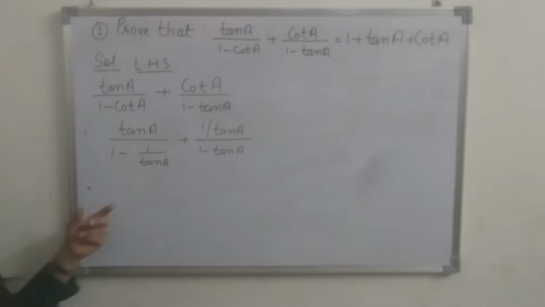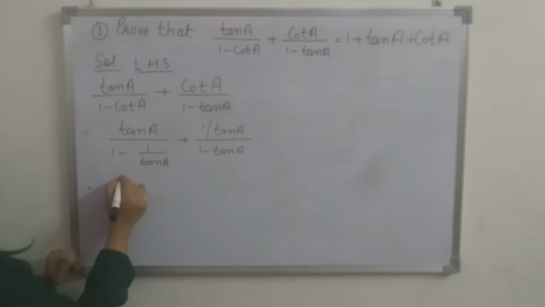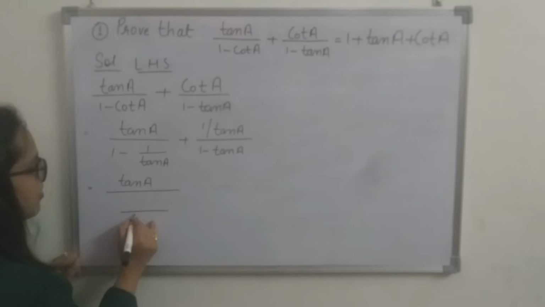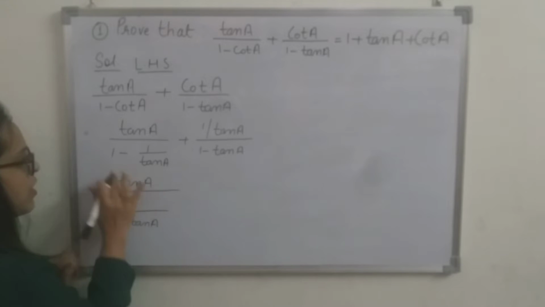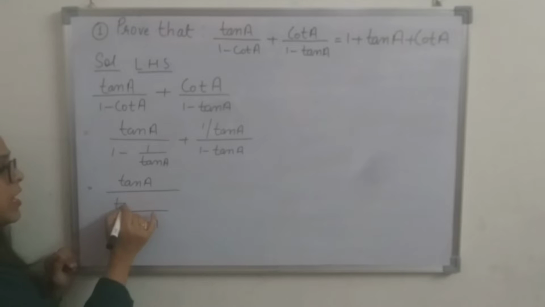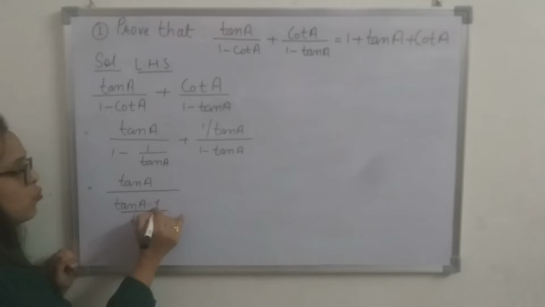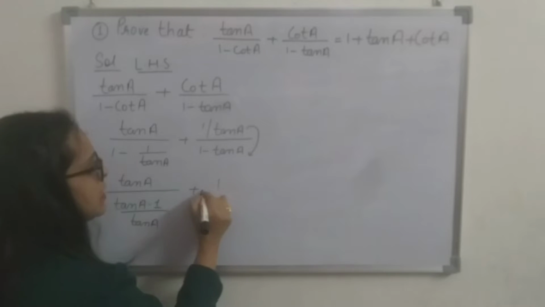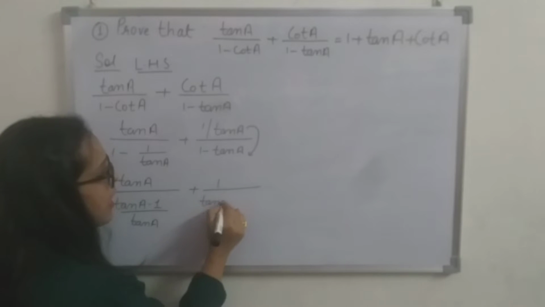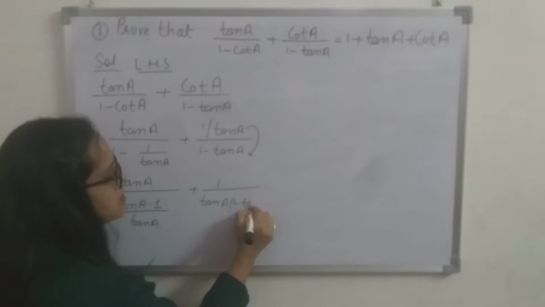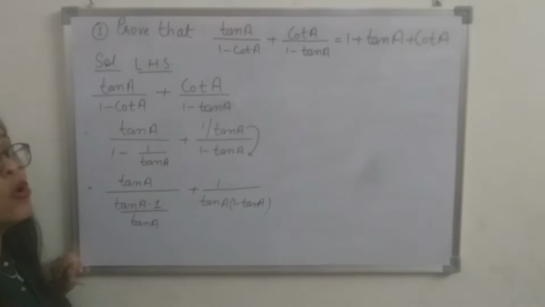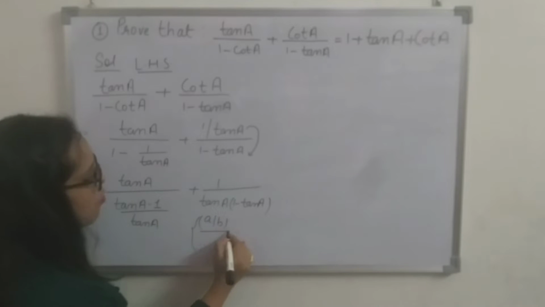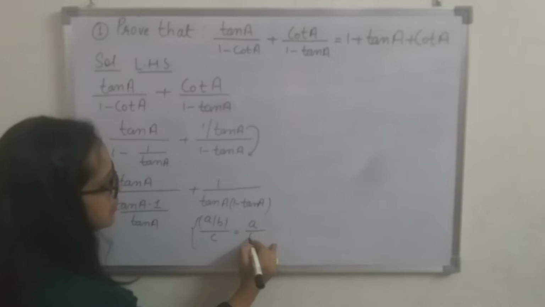Now dear students, in denominator we will take the LCM. So numerator will be tan A and in denominator we will take the LCM, which will be tan A. Now this 1 will get multiplied by tan A and we will get tan A minus 1. Here dear, see, this tan A will be shift over here like this, tan A in bracket 1 minus tan A. Now why this happened? We know there is a property of rational number. If there is A upon B upon C, it will become A upon BC.